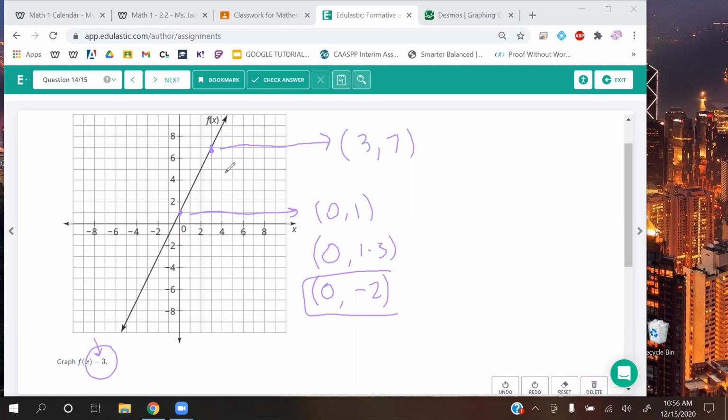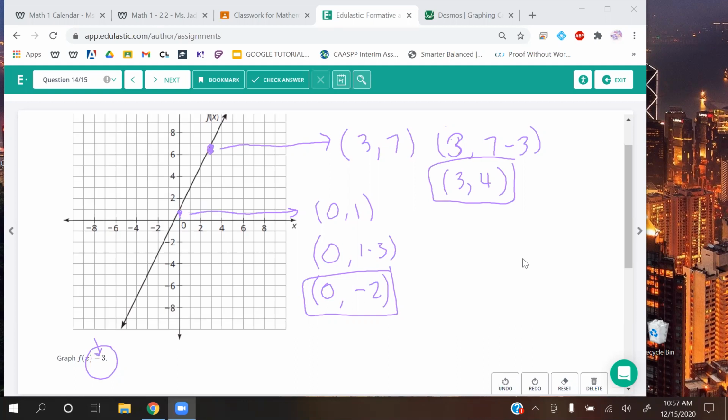So this is what we're going to plot for this point. And then for the 3, 7, we're just going to change the 7, if it would let me write properly. So we have 7 minus 3 because we're moving it down 3, and that would turn into 3, 4. 7 minus 3 is 4. So this is the point we're going to plot that changed from this top point. So I'm going to plot 0, negative 2, and 3, 4 on the bottom.